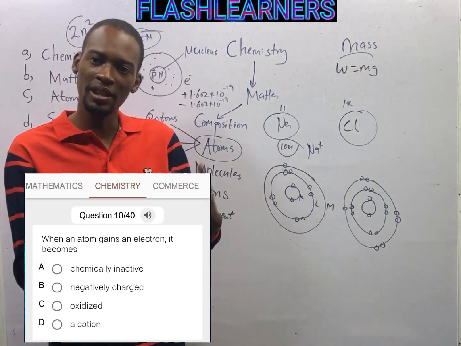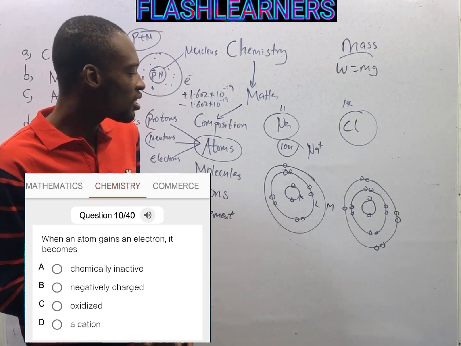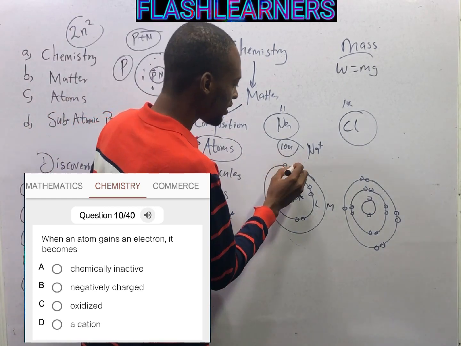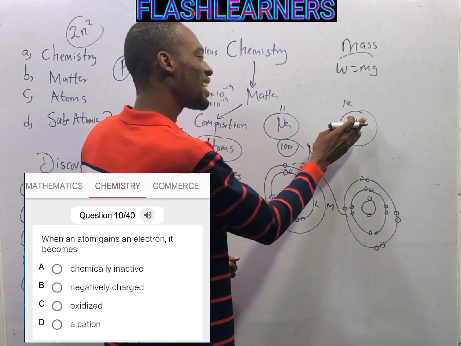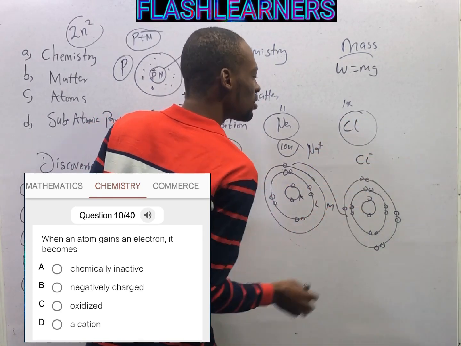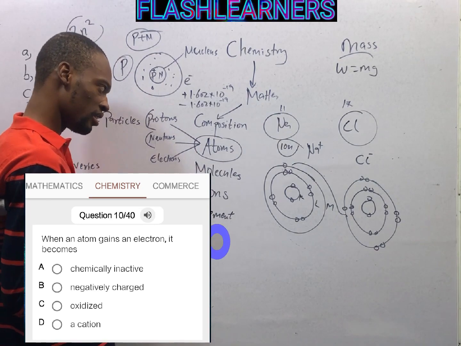Chlorine can receive an electron since it needs 1. If this sodium eventually gives out this 1 to chlorine, chlorine becomes stable. It is no longer Cl, it becomes Cl-. Ion, it has received an electron.